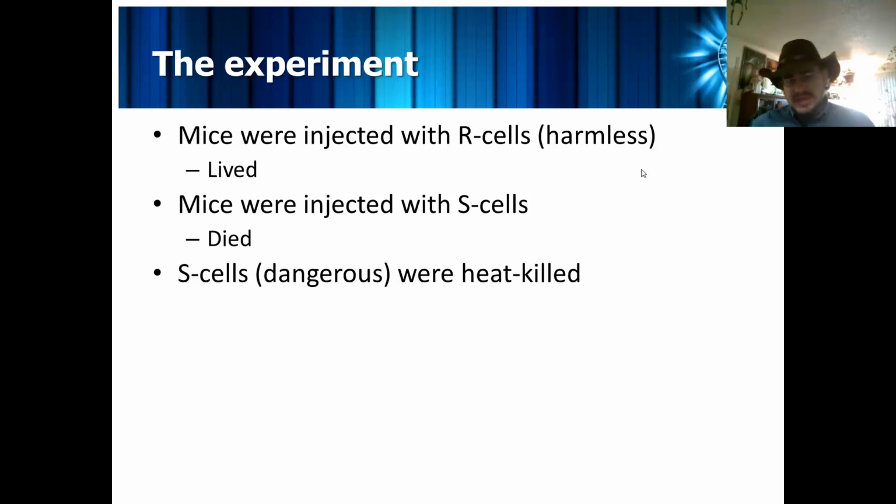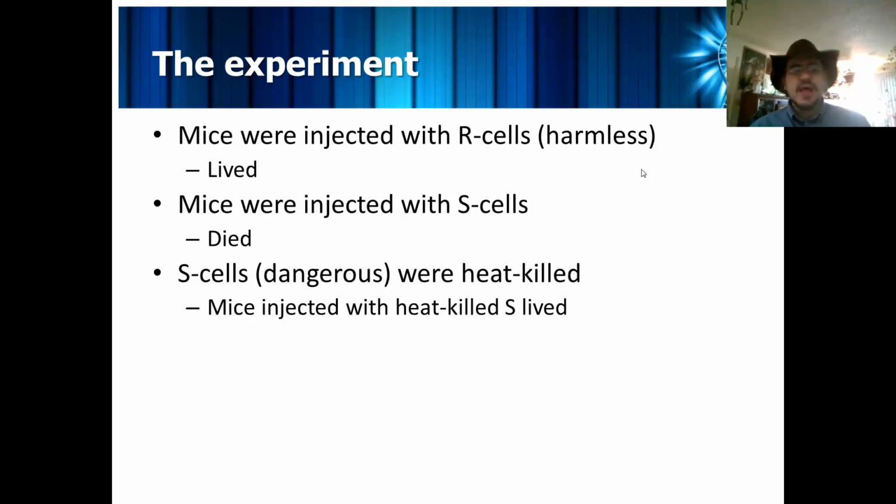The next thing he did was take the S cells, the dangerous pathogenic ones, and heat-kill them. In other words, he raised the temperature of the solution the cells were in to the point that the cells boiled alive and died. So now he had dead S cells. He injected mice with those heat-killed S cells, and the mice lived. Hooray! Amazingly enough, when you kill the pathogen, it doesn't cause a disease. But what it does do is leave its heat-killed chunks around.